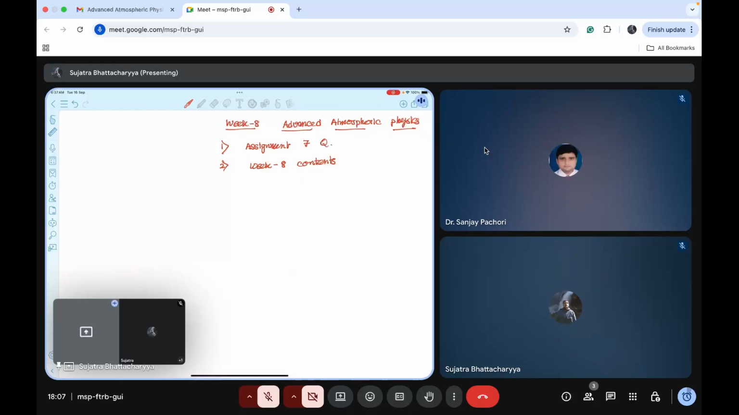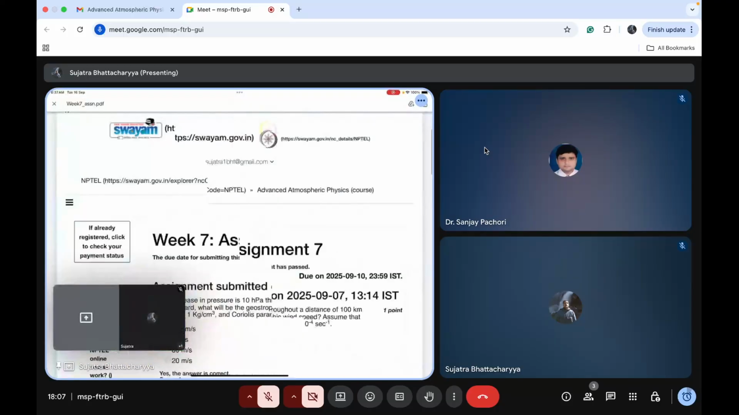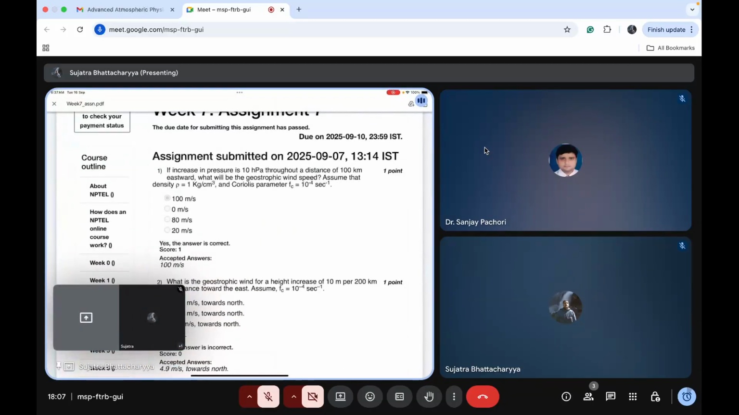Okay, so let's see the week 7 assignment questions. So it says that if the increase in pressure is 10 hectopascals throughout a distance of 100 kilometers eastward, what will be the geostrophic wind speed? Assume that density rho is equal to 1 kg per centimeter cube and the Coriolis parameter is this.